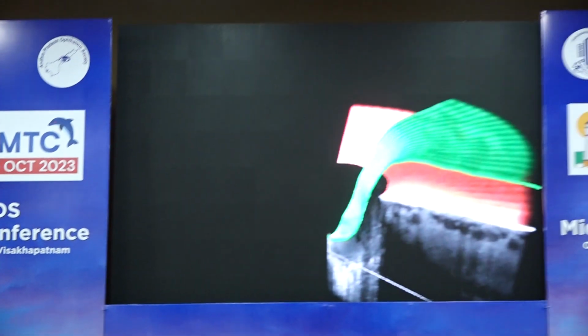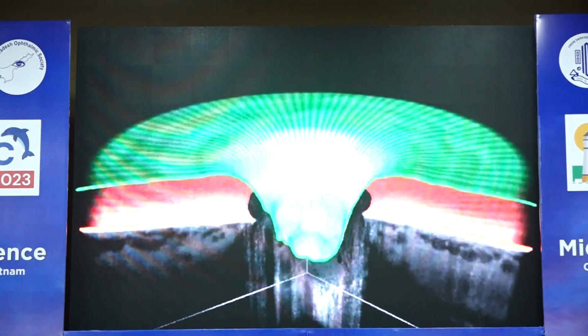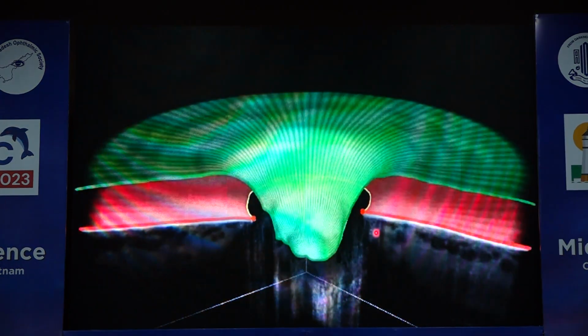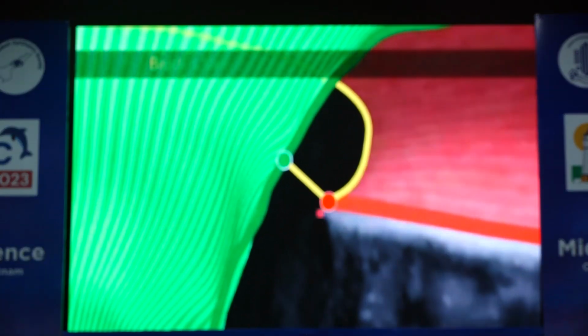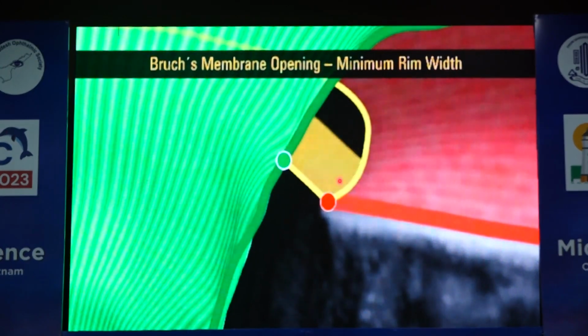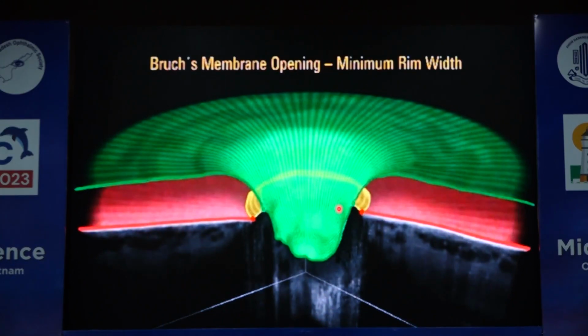So this is a sliced OCT of the optic nerve. You can see that there is a green line, which is the internal limiting membrane, and this is a three-dimensional slice of the same, and the red is the Bruch's membrane. You can see that there is a red dot here. The red dot is the Bruch's membrane opening, and usually we take the horizontal rim width, that is the distance from here to here. But now we are going to talk about Bruch's membrane opening minimum rim width, that is the smallest distance between the internal limiting membrane and the Bruch's membrane opening.